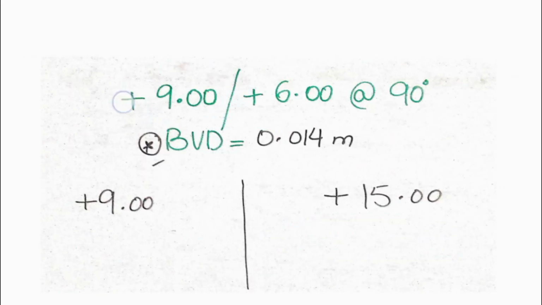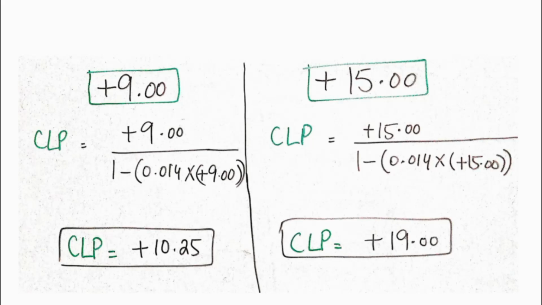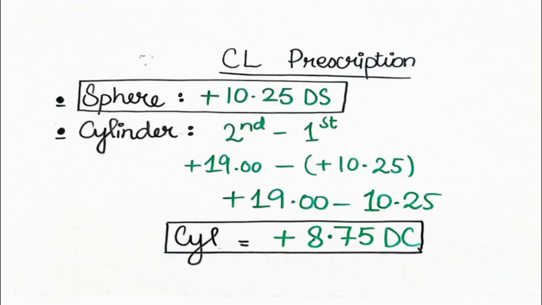As you all know that +9 was the sphere, so after converting the +9 into the contact lens power you obtain +10.25. So the sphere for the contact lens will be +10.25 diopter sphere. The spherical value will be the same which you have converted from the spectacle prescription. So I have converted +9, which was the sphere in the spectacle prescription, and I got +10.25, so I have considered it as the contact lens spherical value, right?